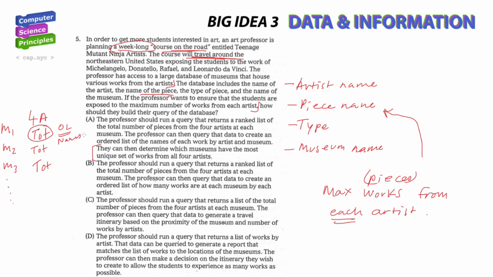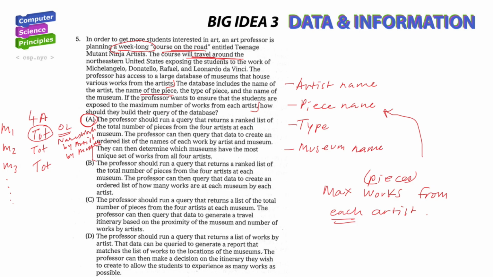Names of work, by artist, and by museum. So A is looking pretty good. A seems like it addresses all of that. Let's go down, just take another look at some of these others.